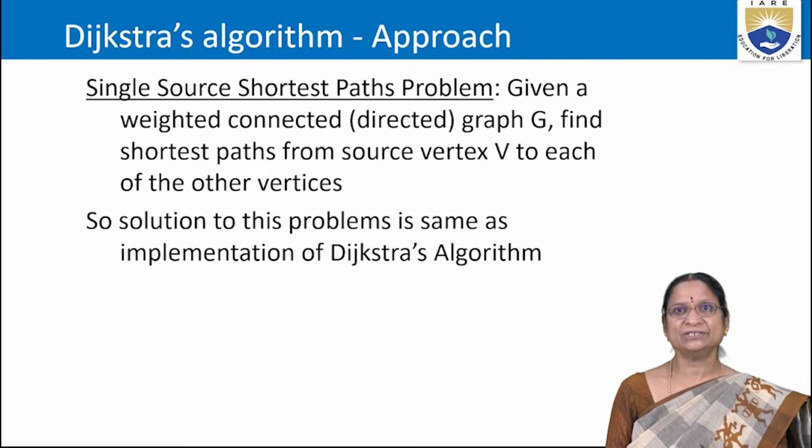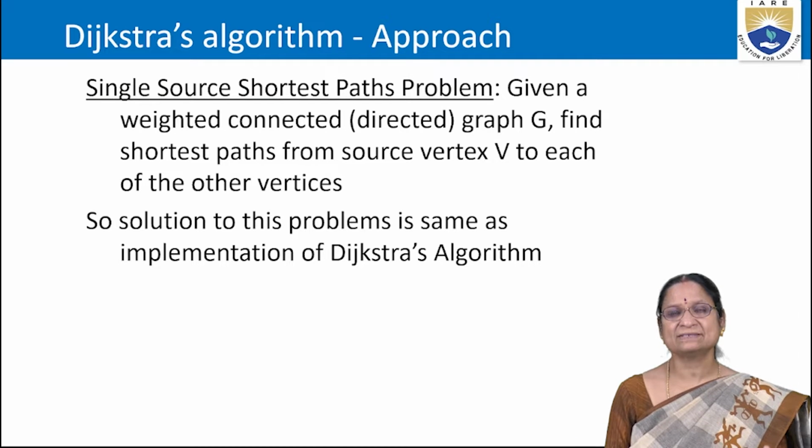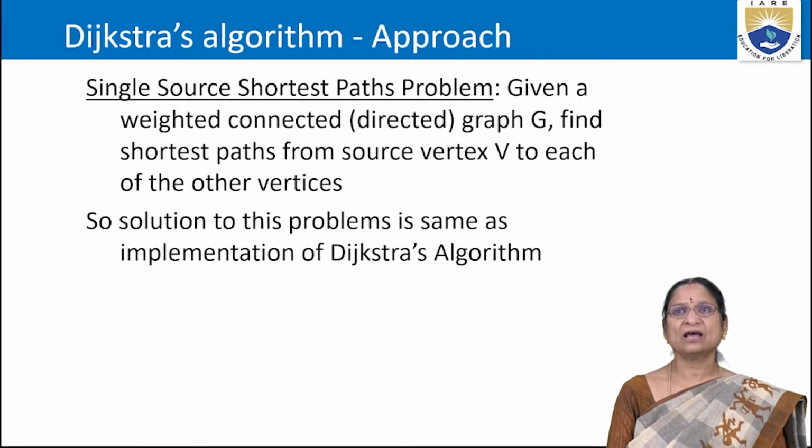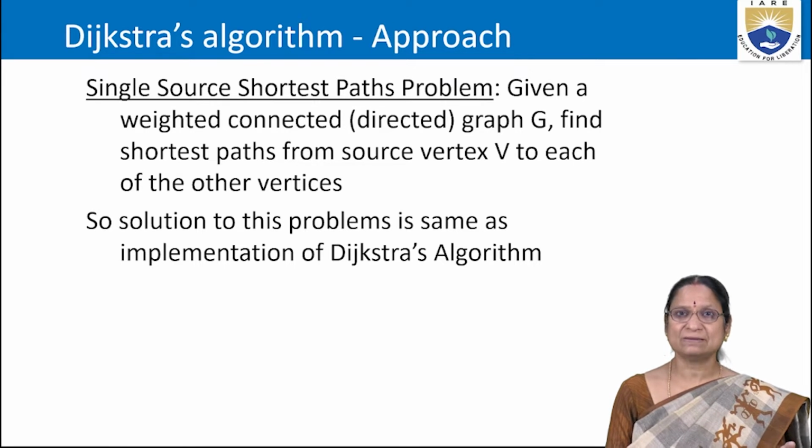Given a graph G, find the shortest path from a source vertex V to each of the other vertices. The solution of this problem is the same as the solution for the single source shortest path problem. That's why the single source shortest path problem can be solved by implementing Dijkstra's algorithm. Both have the same objective: finding the shortest distance from a given source to all other vertices. The problem is also the same, and Dijkstra proposed an algorithm for finding it. So this implementation can solve our problem.